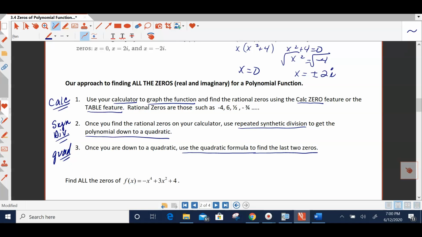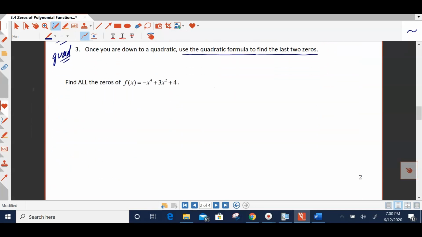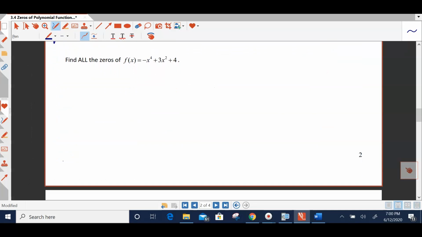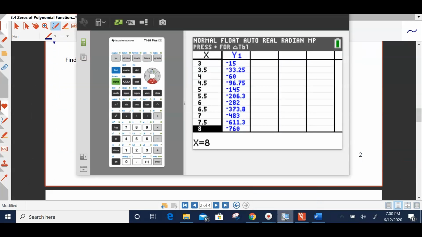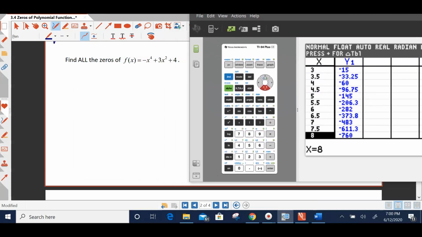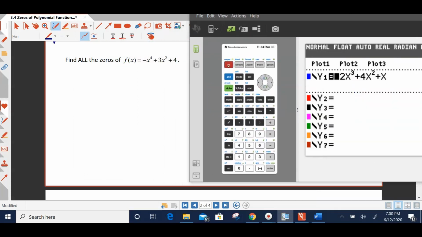All right, so how we're going to start? On the calculator. So here is our first problem. So let's go to the calculator and let's get that thing typed in. So let me go to y equals. You do the same with me. Minus x to the fourth plus 3x squared plus 4. So take a look at this polynomial function.